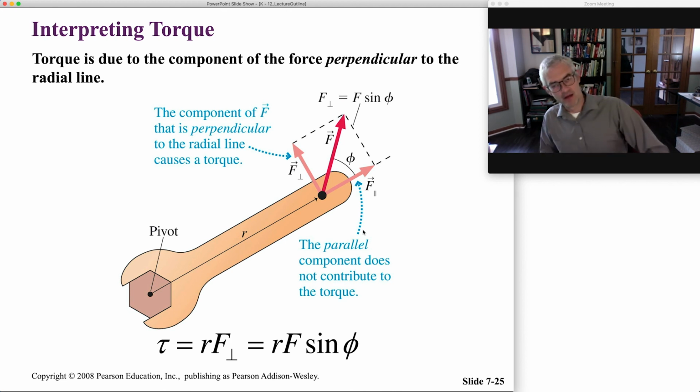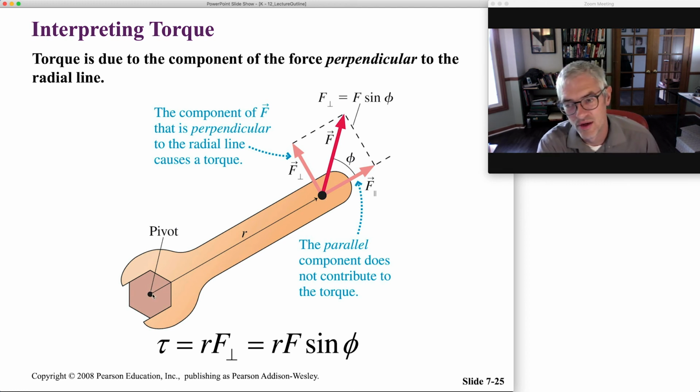And what tries to cause the rotation, what creates the torque, is only the component of the force that's perpendicular to the line connecting the pivot point to where the force is being applied. So you have the distance away from your point of rotation out to where the force is applied. And only this component of the force, the one that's perpendicular, F perpendicular, contributes to the torque in that case.